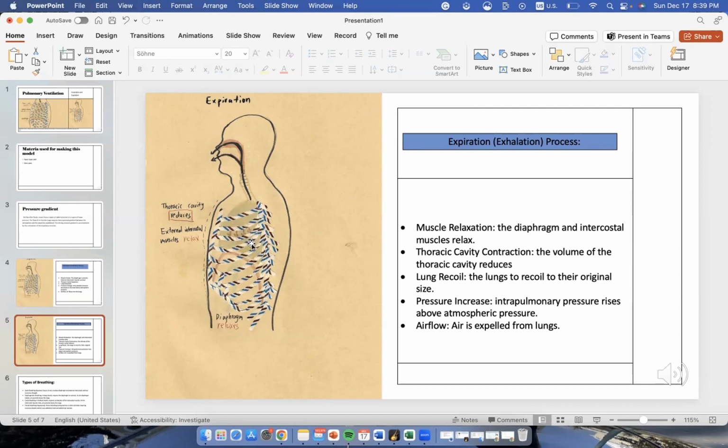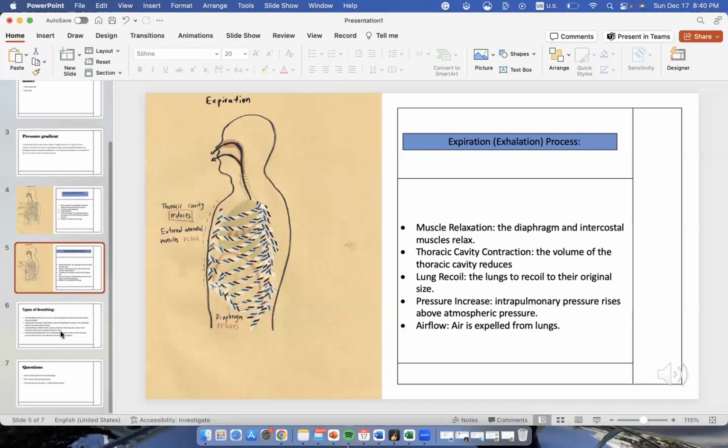They become smaller, back to the original size, because the elasticity of the lung tissue allows them to recoil to the original status. Then the pressure increases because the space inside of the lungs is reduced. The intrapulmonary pressure rises to a level above the outside atmospheric pressure, and the air is expelled from the lungs through the respiratory tubes because of the pressure gradient.